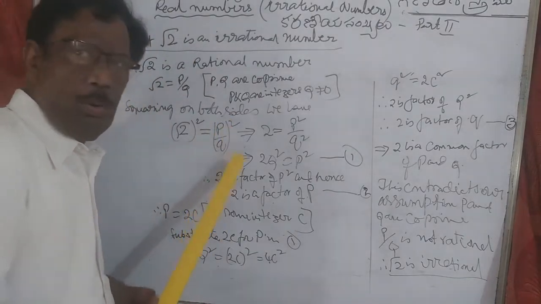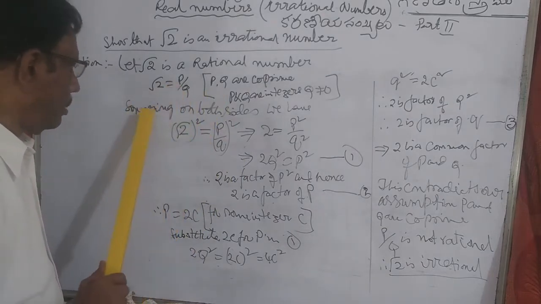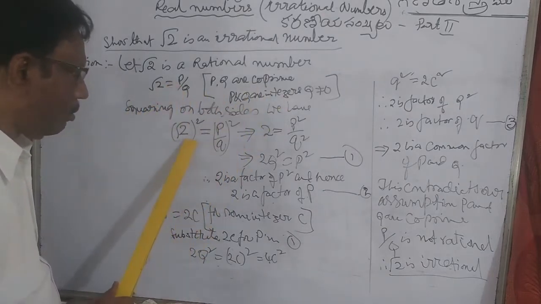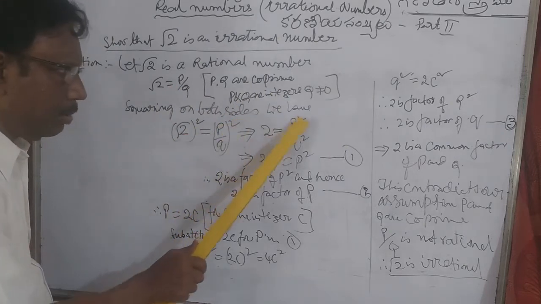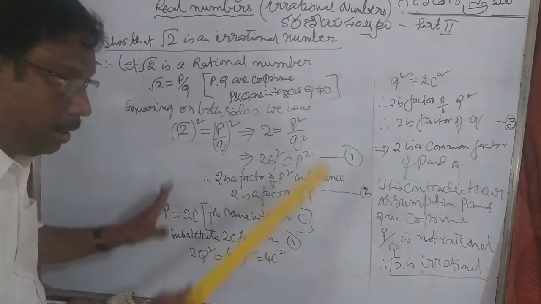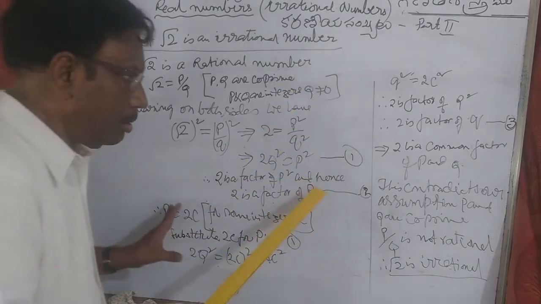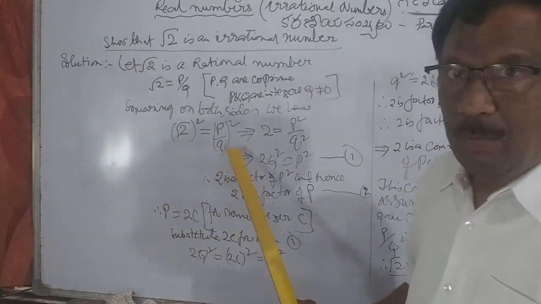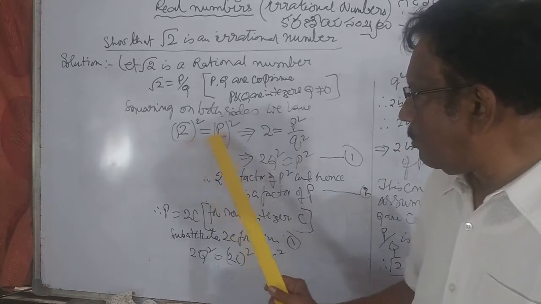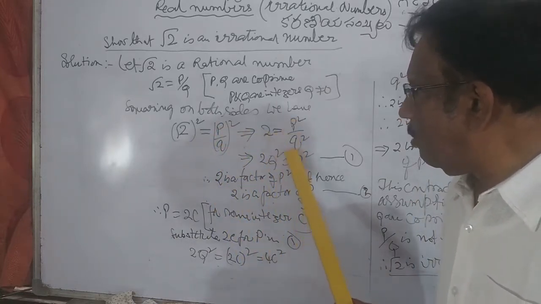Then what will happen? Proceed further. After assuming like this, squaring on both sides, we have root 2 whole square is equal to p by q whole square. That implies 2 is equal to p square by q square. I have already written the complete solution, so to save time, listen carefully and follow the steps carefully. Understand?